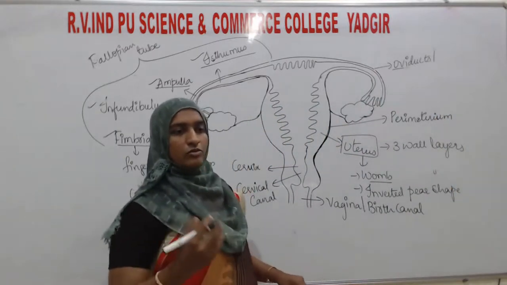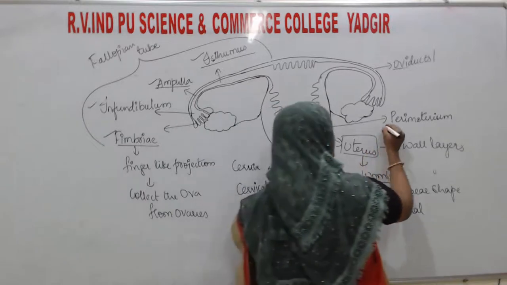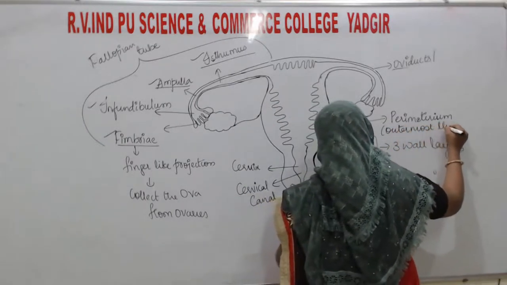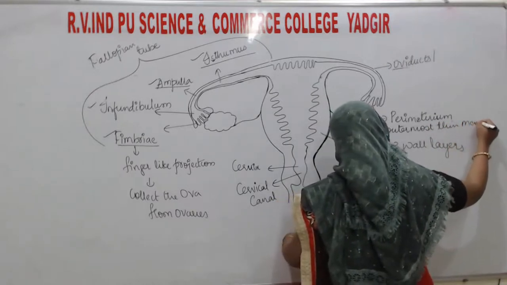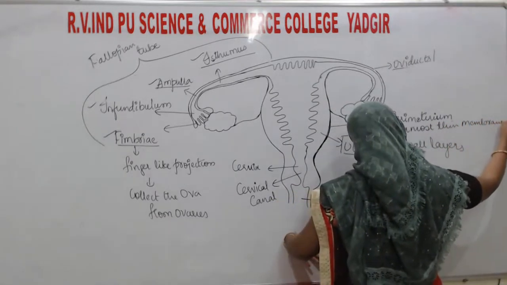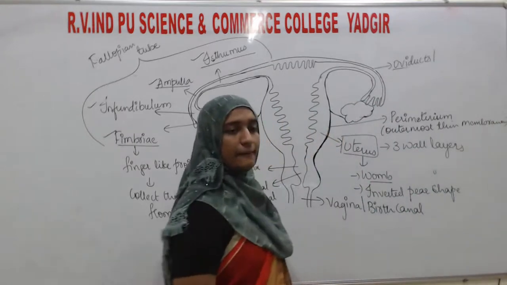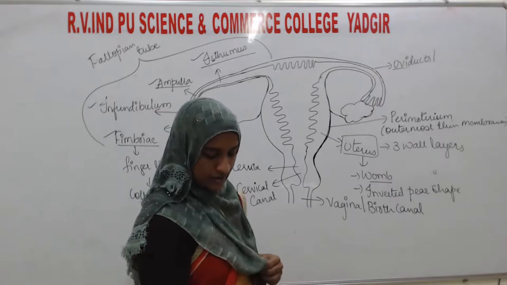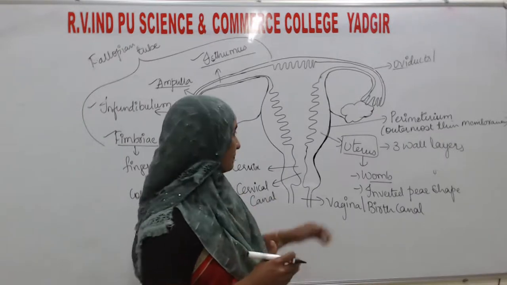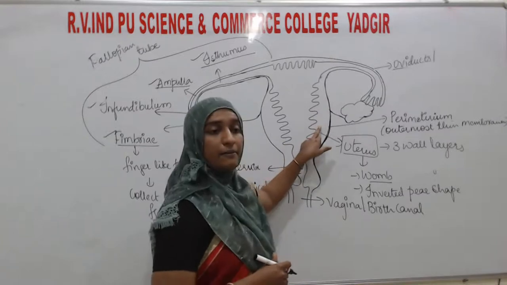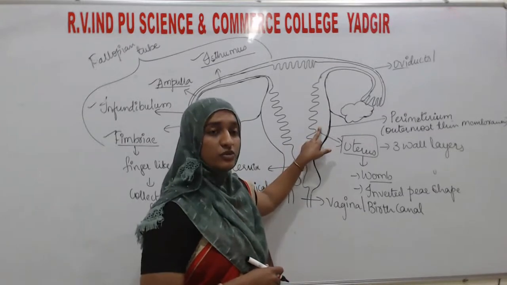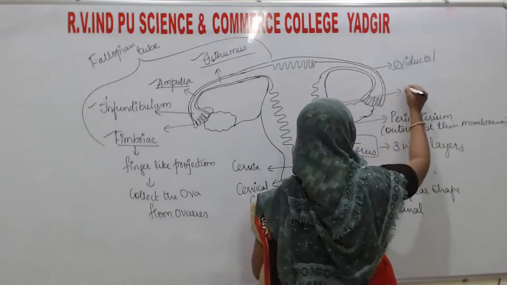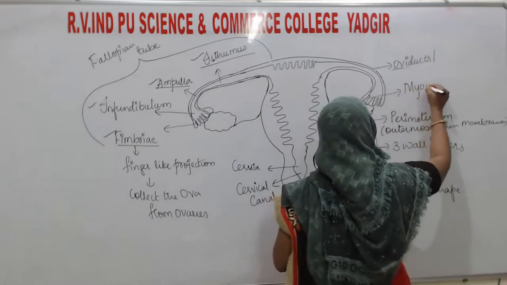Okay, outermost thin membranous layer. Here I will write: outermost thin membranous layer, which is known as the perimetrium. This is the first wall layer. The second wall layer is the middle layer. Here you can see, this middle layer is made up of smooth muscles. This middle layer, made up of smooth muscles, is known as the myometrium.